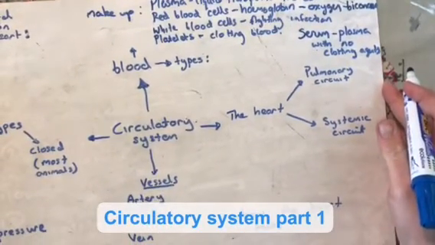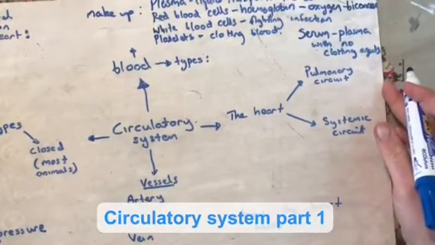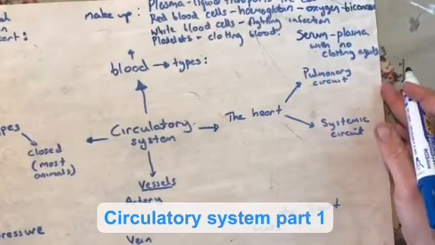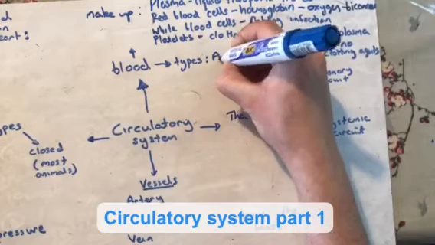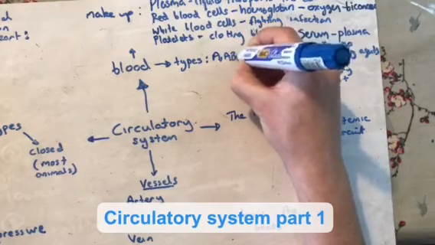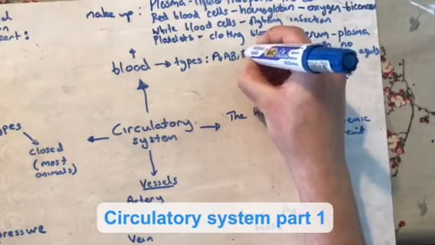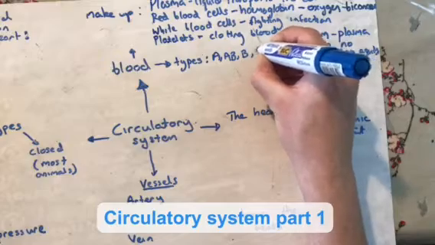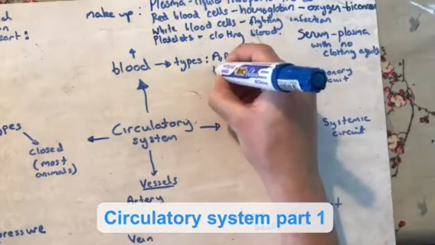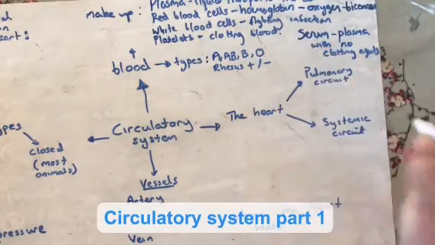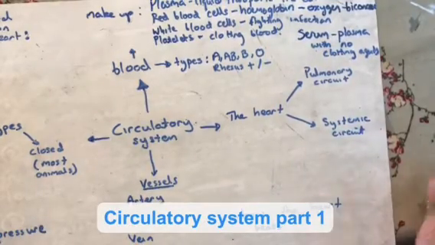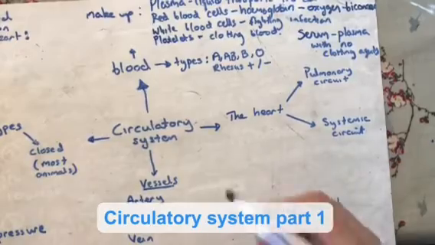Now let's think of our blood types. This is something we spent a bit of time on in class, but really there's not a huge amount you need to know. You need to know the types: A, B, AB and O. Then you also have rhesus positive or negative. Remember, you need to know the universal donor and the universal acceptor.